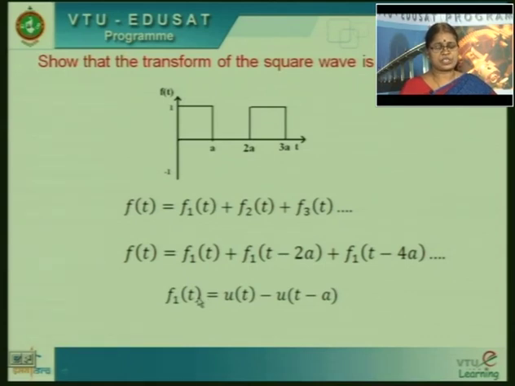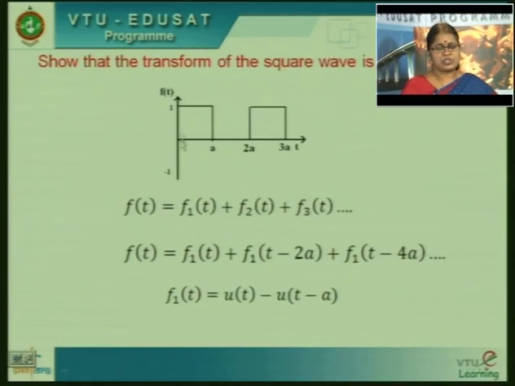It is a very simple function. Last class itself we have seen what is the equation to be used to synthesize a waveform of this shape. So, this f1 of t can be written as a unit step function added to delayed unit step function having a magnitude of minus 1.